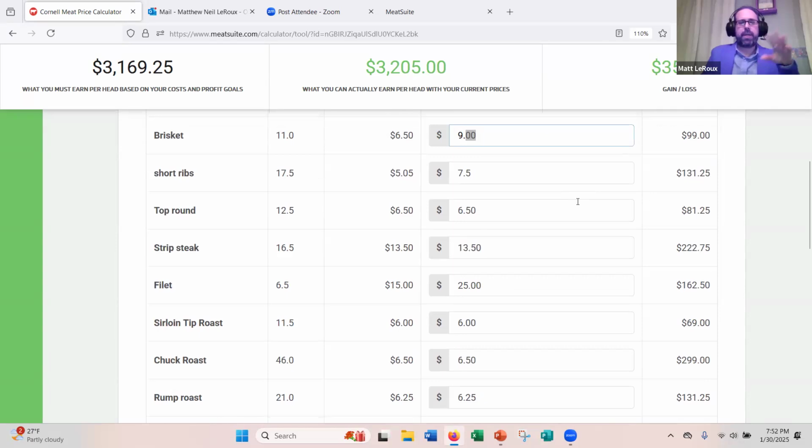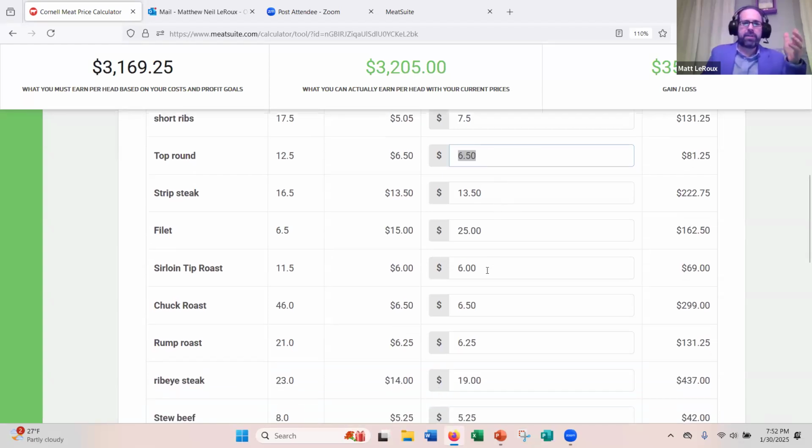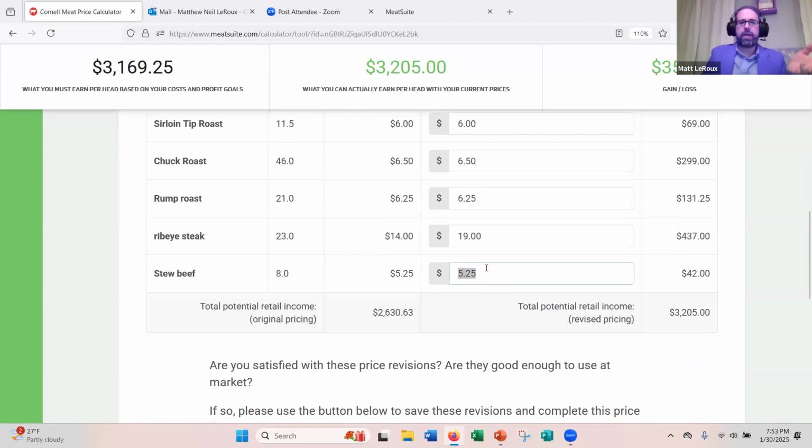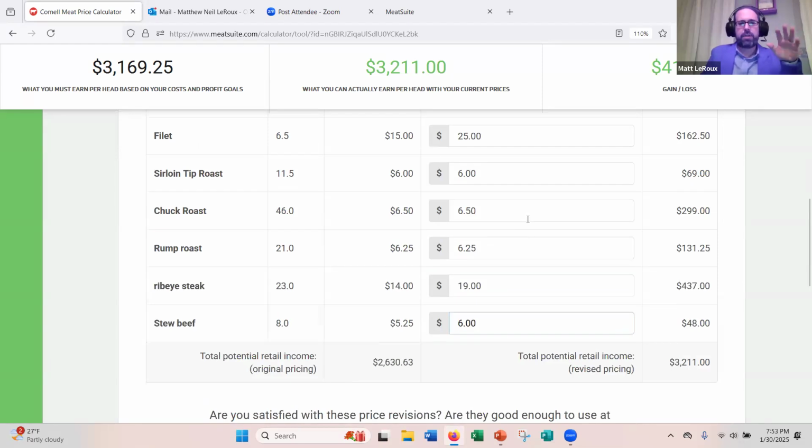You're going to want to take a few minutes and click around and keep thinking about, do I need to speed up demand for top round? Do I have the wiggle room maybe to lower that a little bit? Is there something else that still seems low that I could increase the price on? Maybe stew beef still feels a little low. I could bring this up to 6, create a bigger cushion, and now maybe I have the chance to lower the price on something else, that sort of thing.